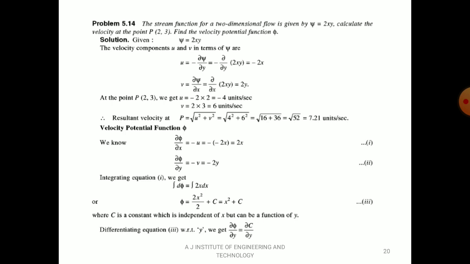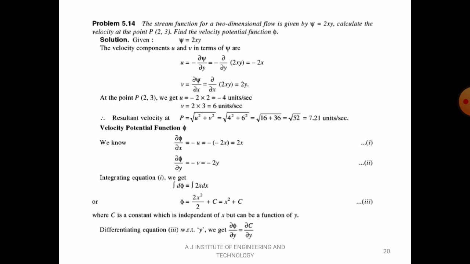In order to find the velocity potential function, first you have to write the expression for it. From the definition of the velocity potential function, we have u equal to minus ∂phi/∂x, v equal to minus ∂phi/∂y, or ∂phi/∂x equal to minus u, ∂phi/∂y equal to minus v. We have the values of u and v as u equal to minus 2x, v equal to 2y. So just substitute: ∂phi/∂x equals minus into minus 2x, that is equal to 2x. ∂phi/∂y is equal to minus v, the v value is 2y, so it becomes minus 2y. So integrating it is similar to the previous problem.